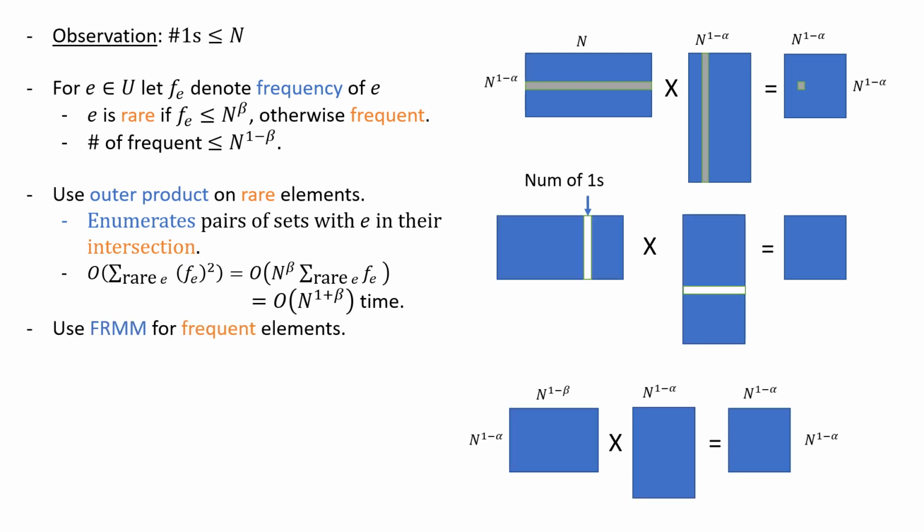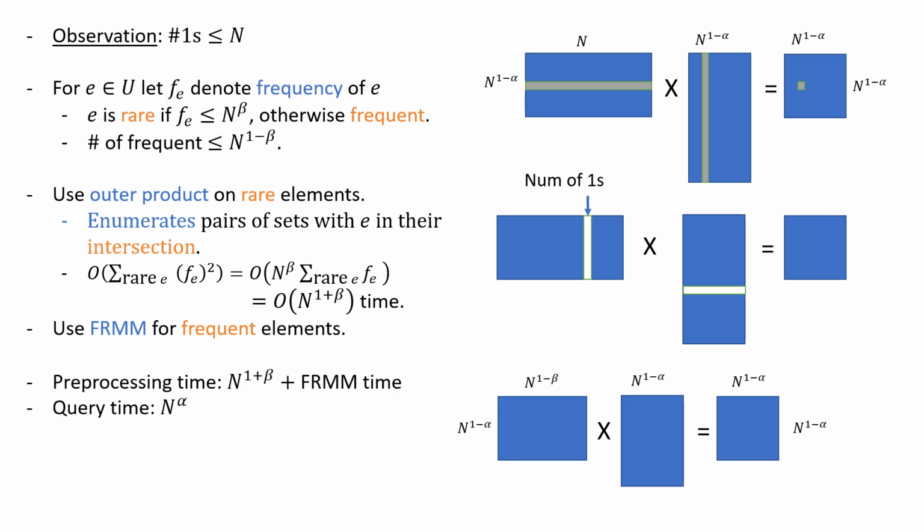For the frequent elements, the algorithm uses fast rectangular matrix multiplication. This is the non-combinatorial aspect of our algorithm. Notice that the size of the matrix now is n to the 1 minus alpha times n to the 1 minus beta, since there are at most n to the 1 minus alpha heavy sets and at most n to the 1 minus beta frequent elements.